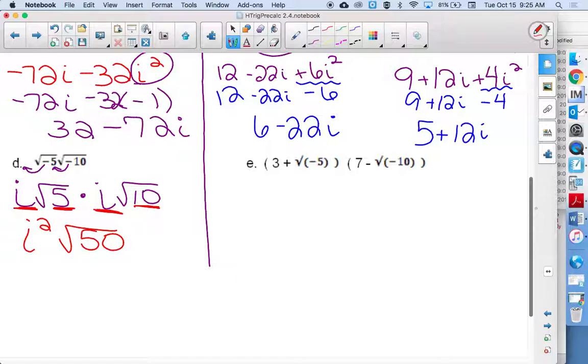So, Carrie, is there anything else we can do with I squared times the square root of 50? You can change the I squared to -1. Right, so this guy becomes a negative. What about the square root of 50? You can change it to 5 times the square root of 2. Because it's really the square root of 25 times 2. So he said 5 and then the square root of 2. It's a negative 5 because of the I squared.